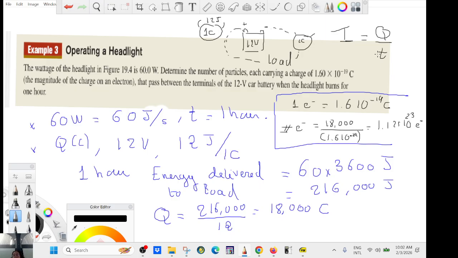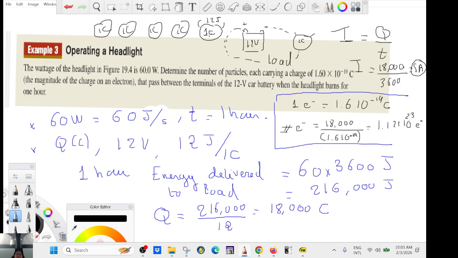So if you want to find the current, you will say the charge is 18,000 divided by the time is 3600, and you get 5 amps. Okay, so the voltage is 12 volts and the current is 5 amps. So every second you have 5 coulombs. Okay, every second you have 1, 2, 3, 4, 5.